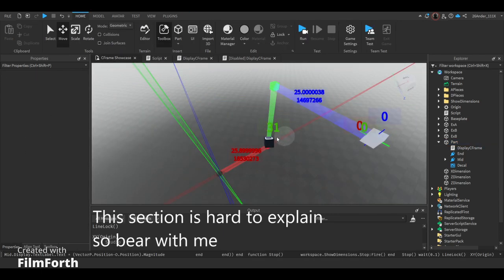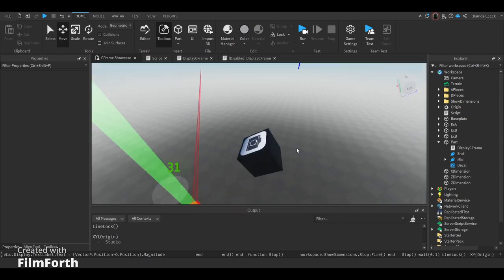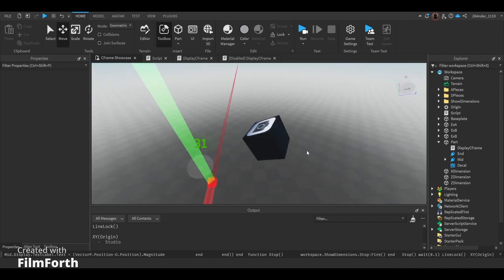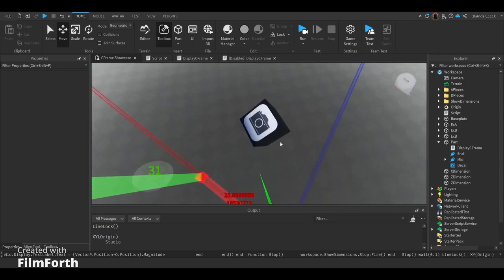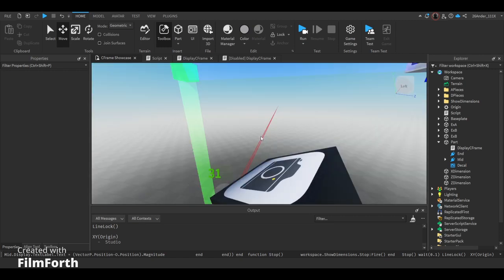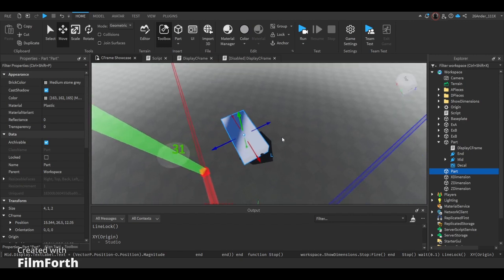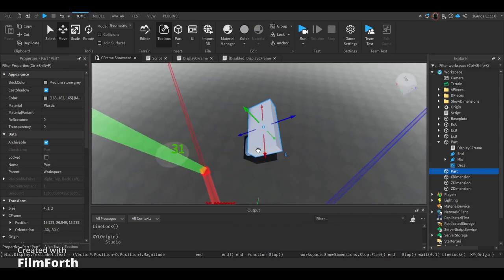Now we're moving on to the next part. Let's say you want the position in front of a part that has a weird rotation. Let's say we want the position one stud in front of this part, which should be around here where I moved this part. That should be the one stud position. Let's say we want that position.